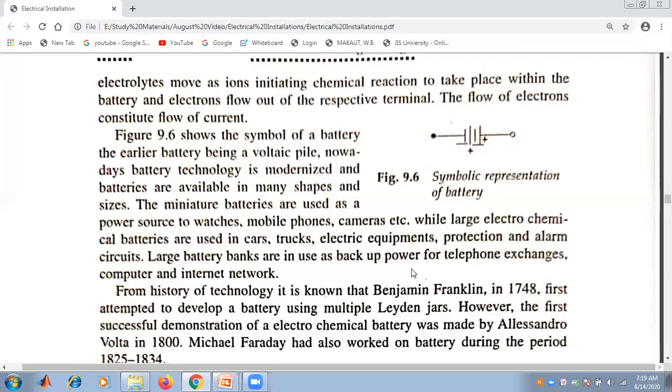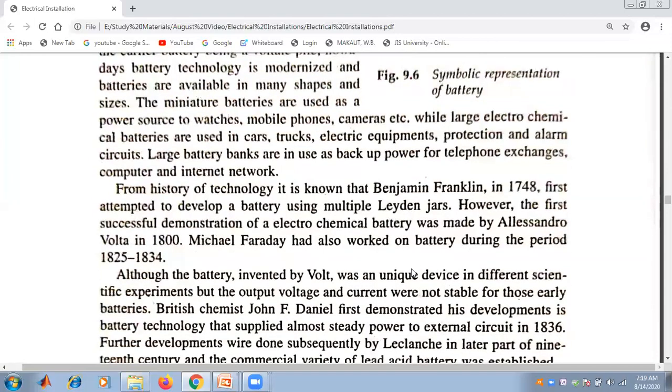Another use of large battery banks is in backup power for telephone exchanges, computers, and networks.